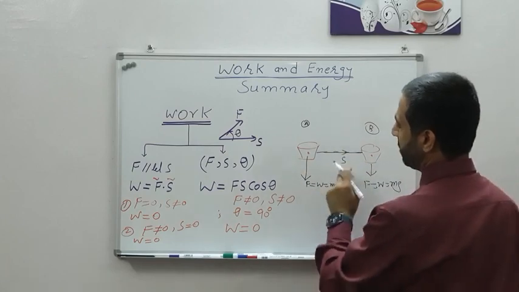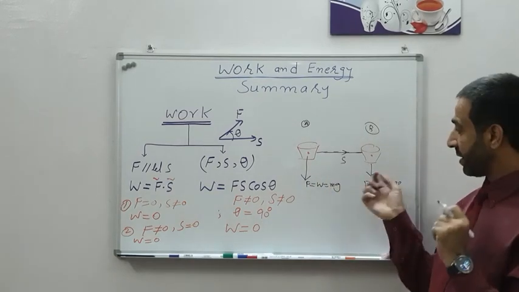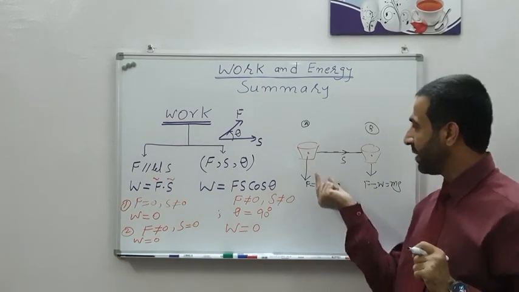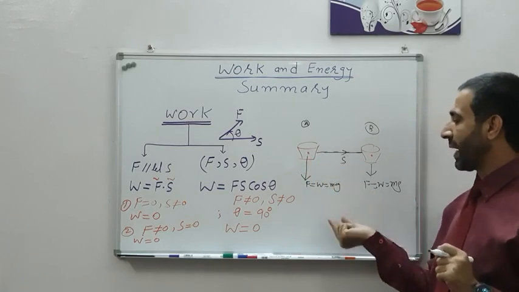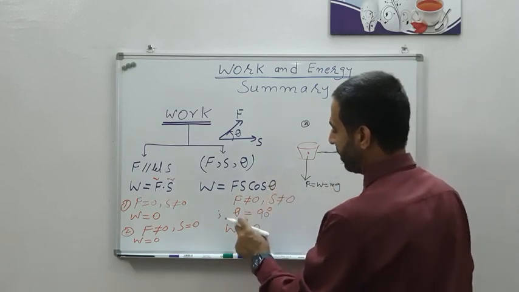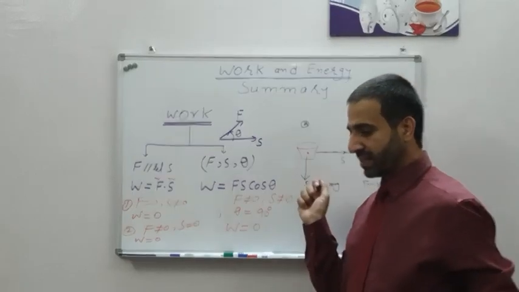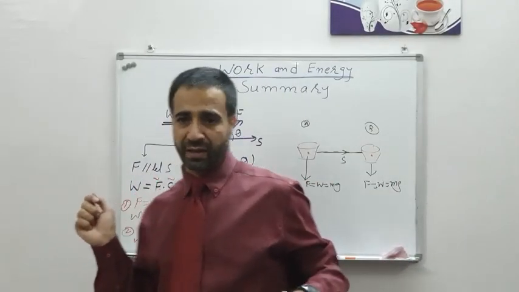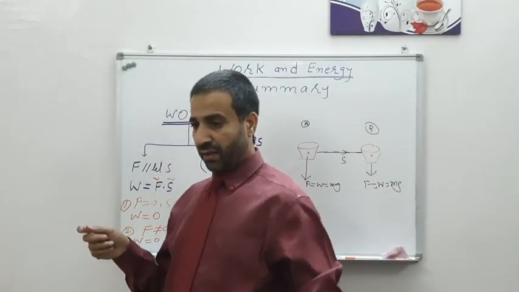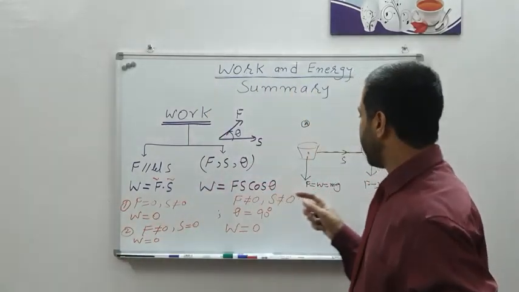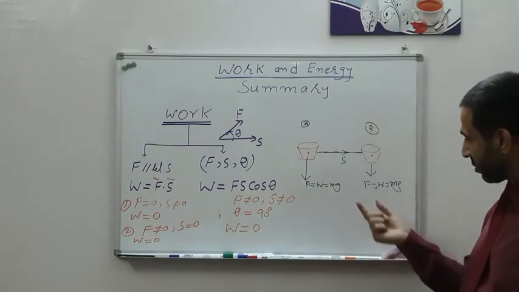So you see, as the force and displacement are at right angles, the force done by gravity on the basket does zero work, no work done. Why? Because cos 90 is what? Zero. So the work done will be zero. So when you carry a bucket of water along the same height to some distance s, the work done by gravity, remember I said by gravity, is zero.